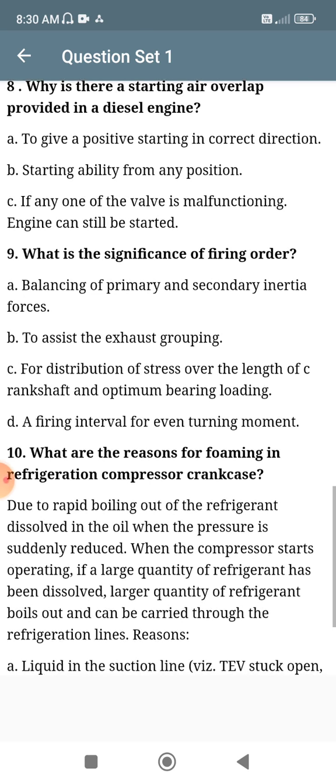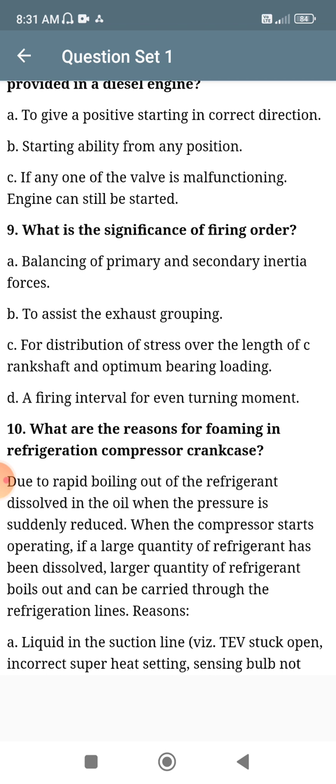Okay, what is the significance of firing order? Most surveyors will ask, what is the firing order for your engine? We say something like 1, 3, 7, 6, 5. The significance is balancing of primary and secondary inertia forces, to assist exhaust scavenging, for distribution of stress over the length of the crankshaft and optimum bearing loading, and a firing interval for even turning moment.